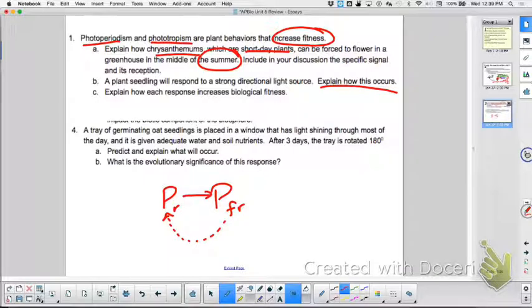In the summer, you don't have as much time. But remember, it's weird because it's not consistent, right? Certain plants need a certain amount of PFR, whether you're a short-day or a long-day plant. It's not consistent across all plants what they require for flowering. Some need a lot, some need very little. Okay, talk about that in A if I ask that one. I would probably ask you specifically on that one just to make sure you did, but yes, that would be good. Okay, explain how each response increases biological fitness.